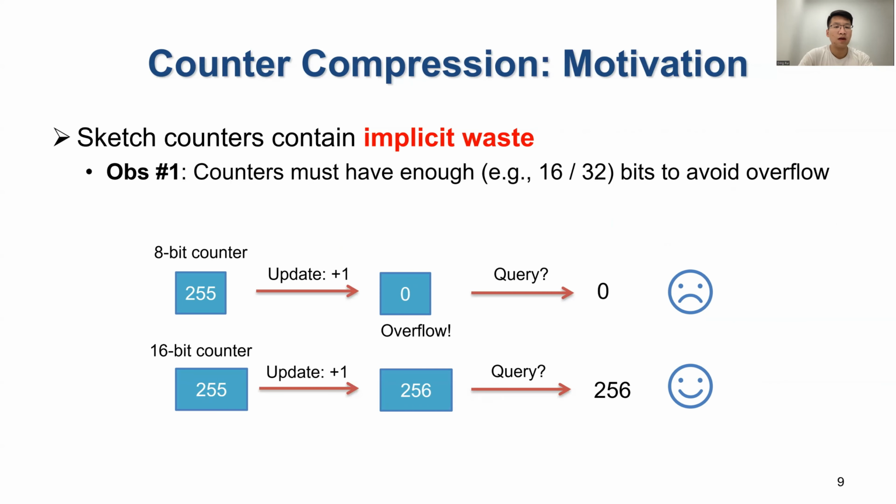In answer to the memory bottleneck, we focus on counter compression. The motivation is that sketch counters contain implicit waste, which is justified by two observations. First, counters must have enough bits to avoid overflow. For example, if a value exceeds 2 to the 8th power after updates, an 8-bit counter overflows to 0 and induces large error when queried. Thus, at least 16 bits are required in this scenario.